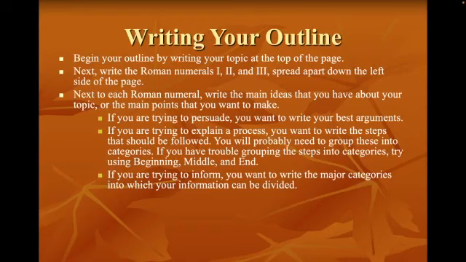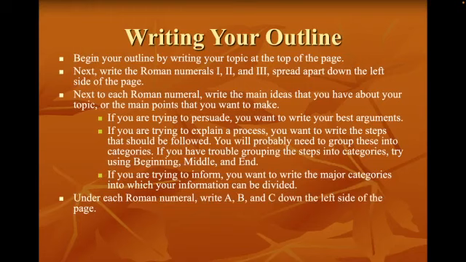Now, next to each Roman numeral, write the main ideas you have or the main points you want to make. For example, if you're trying to persuade, you want to write your best arguments first. If you're trying to explain a process, you'll want to write the steps that should be followed in order. You'll probably need to group these into categories. If you have trouble grouping the steps into categories, try using the names beginning, middle, and end. Now, if you're trying to inform, you want to write the major categories into which your information can be divided.